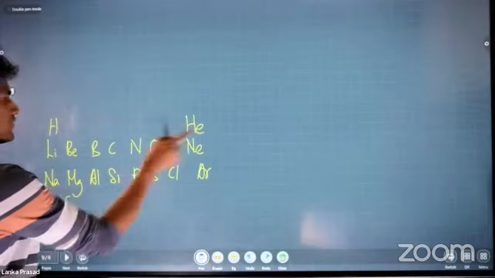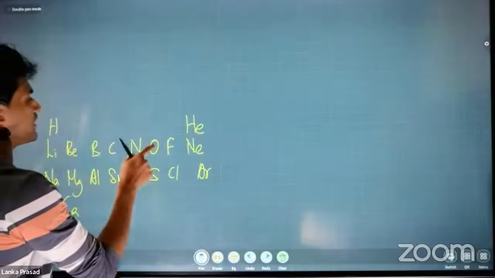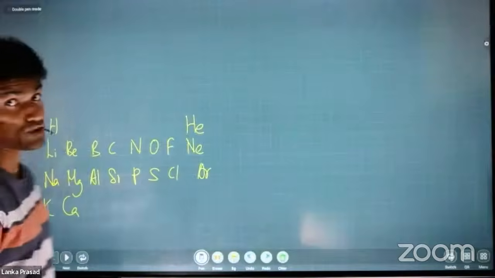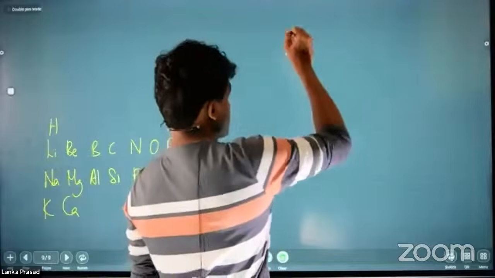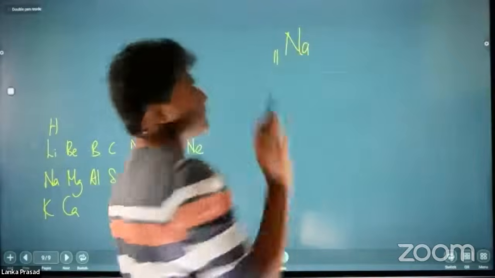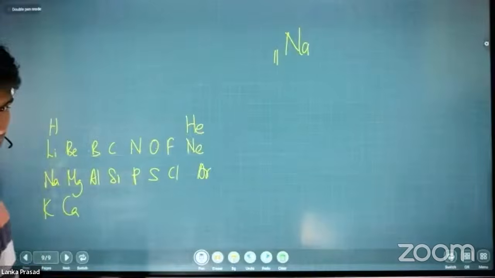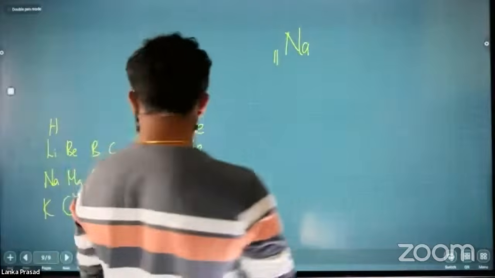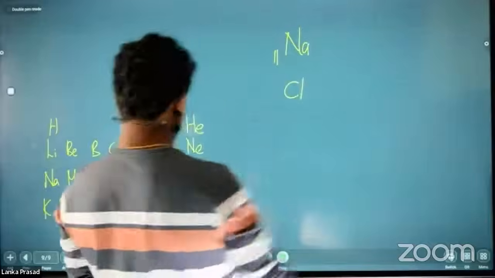Sodium. 1, 2, 3, 4, 5, 6, 7, 8, 9, 10, and 11. The position of sodium is 11, so that means its atomic number is 11. Okay. Yes. The position of chlorine.